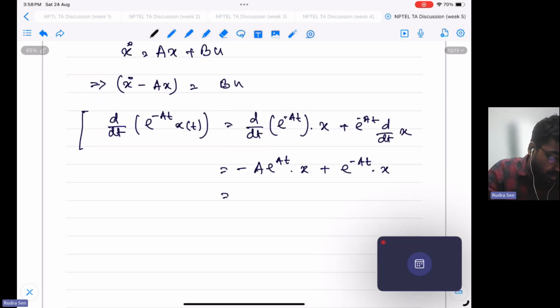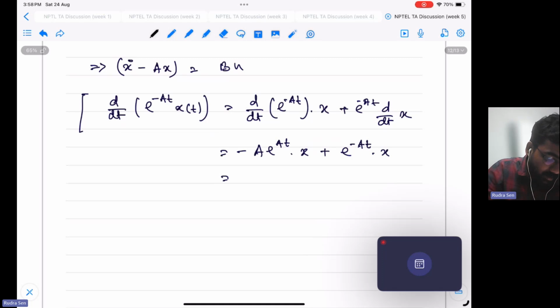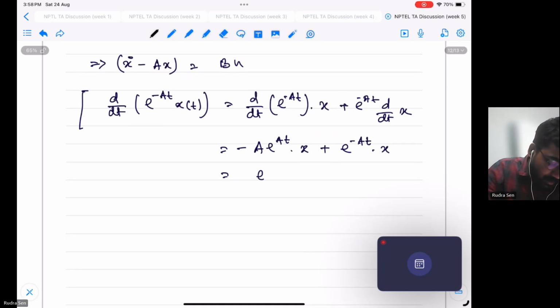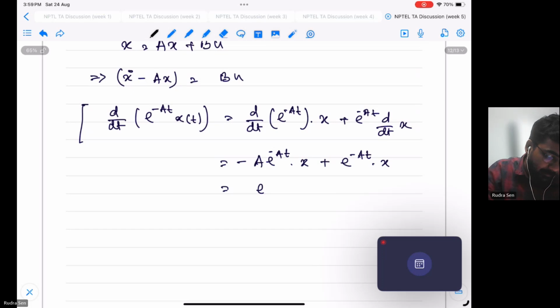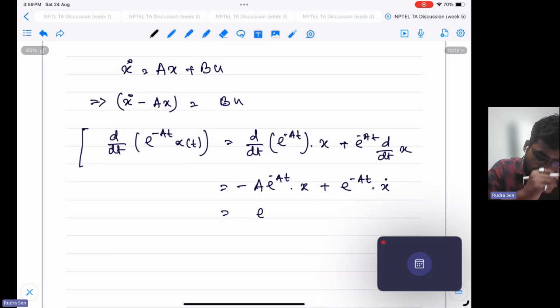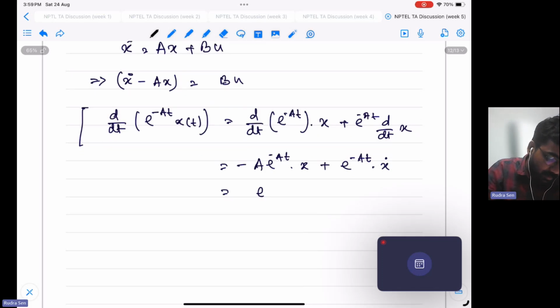So if we take common, what we get is e to the power minus At times x dot, and if we take common e to the power minus At, we can write this term in this format as well: e to the power minus At into A.